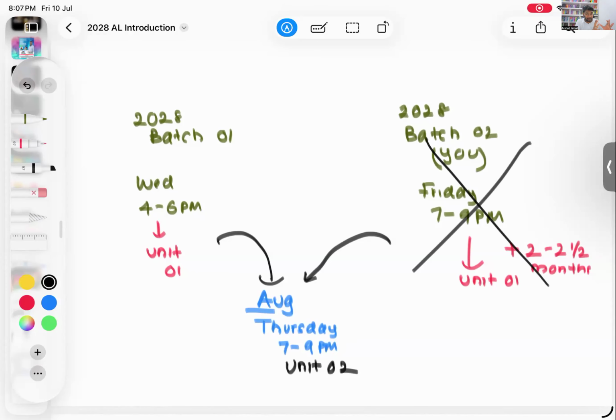So right now, you have Friday 7 to 9. Next month, you will have Friday and Thursday. And little by little, the Friday class will finish when unit 1 is done. Permanent time is Thursday. That's how the classes will go.